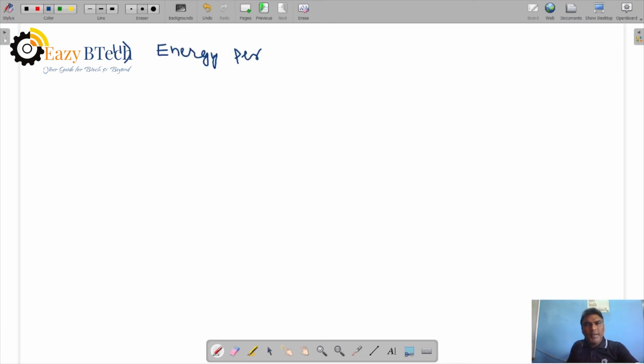Energy per gate, this is defined as EG. EG is equal to CG by 2 into VDD whole square. So this will be equal to CG. What is the CG?